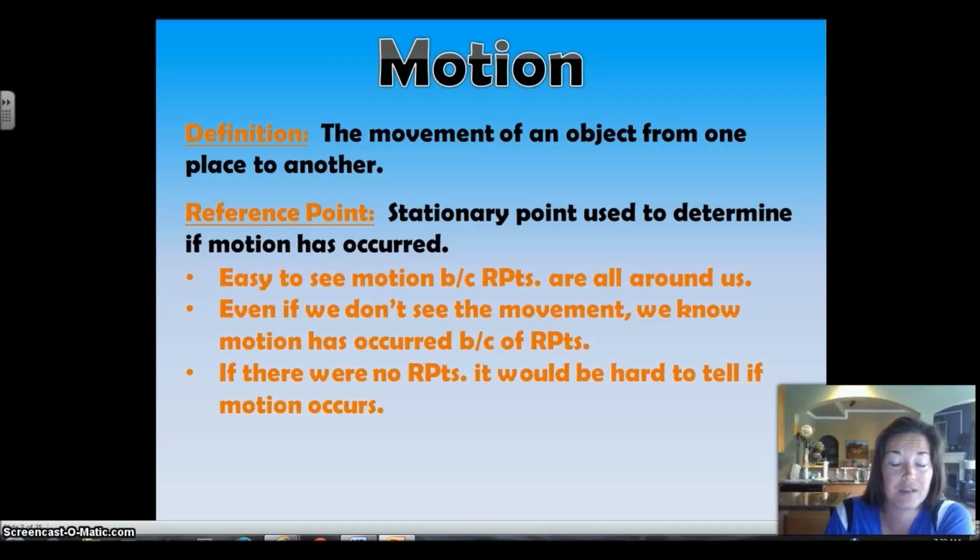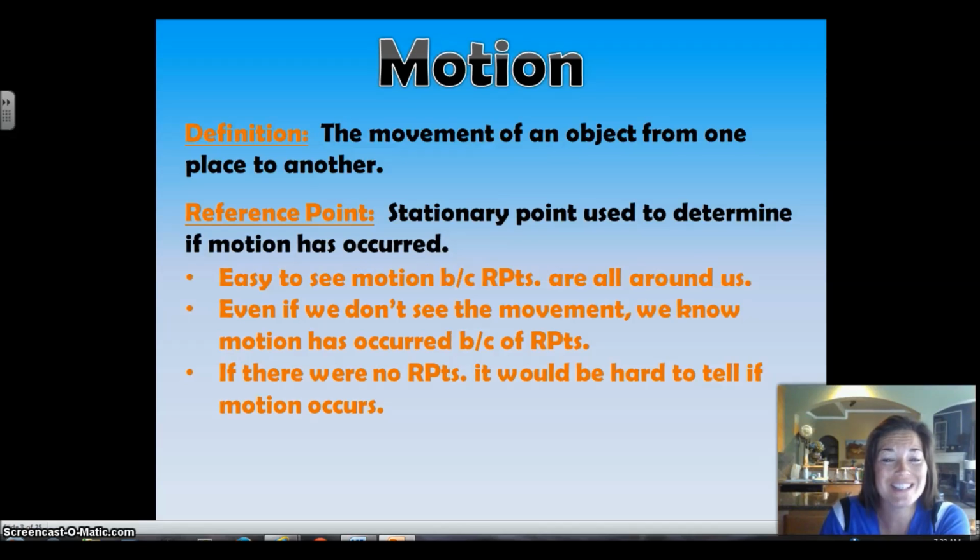Reference points are all around us, and so it's very easy to see when something is moving. It's very easy to see when your friends are walking down the hall. It's very easy to see a football that's flying through the air. It's very easy to see a volleyball that's being served because there are reference points all around, so it's very easy for us to see that motion.